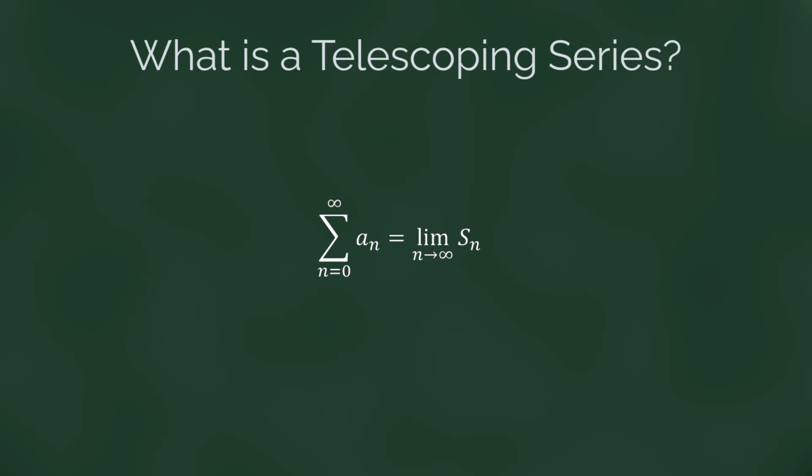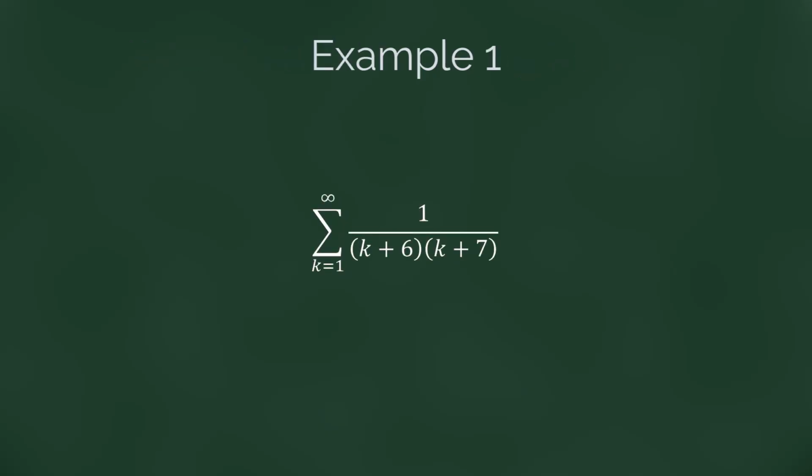Now, unlike geometric series, for telescoping series, there is not one general formula that will allow us to evaluate them. Instead, we have to learn to recognize a telescoping series and then evaluate the partial sums on an individual case-by-case basis. So let's look at a few more examples of these. We'll start with this example here, the sum from k equals 1 to infinity of 1 over k plus 6 times k plus 7. Now, at first glance, there's no subtraction in this, so it may not look like a telescoping series. But let's see what happens when we use partial fractions in order to split this up into two fractions.